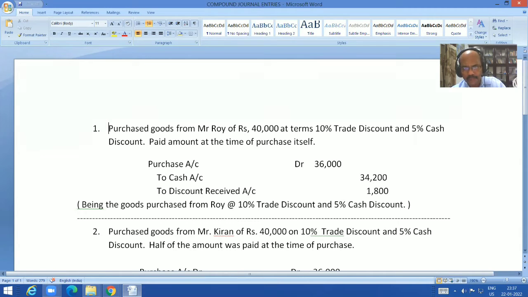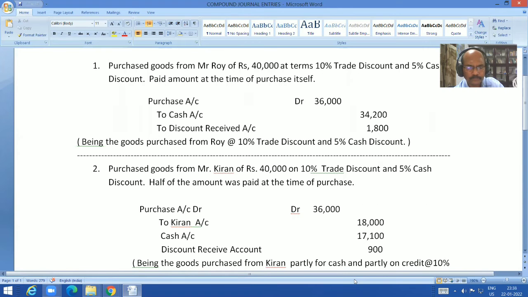Here, 40,000, 10% trade discount means 4,000. Net of that is 36,000. So purchase is obviously for 36,000. Now, let us calculate the discount. 5% cash discount. I told you trade discount is summarily ignored. Cash discount 5%: 5% of 36,000 is nothing but 1,800. And the difference you'll find is 34,200. That much cash has been given. Obviously, it necessitates the narration: being the goods purchased from Mr. Roy at 10% trade discount and 5% cash discount.